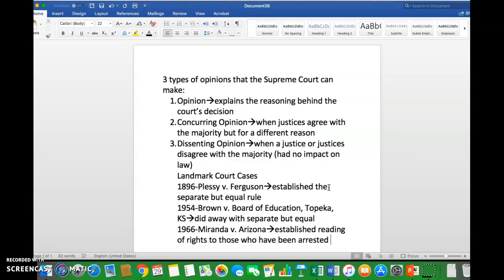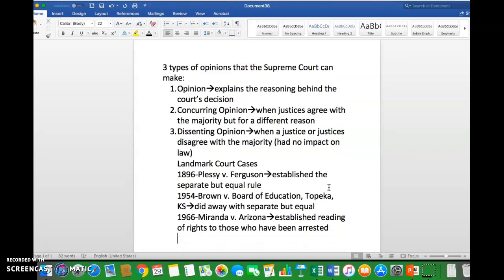And so when his lawyer found out that he wasn't read his rights, he said, "Well, we're going to fight this." And Ernesto Miranda ended up getting released.